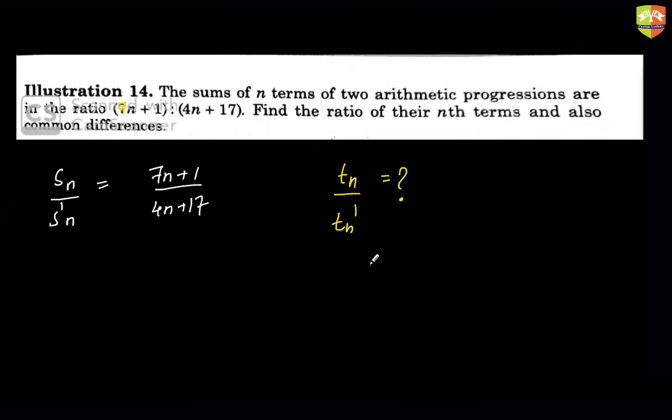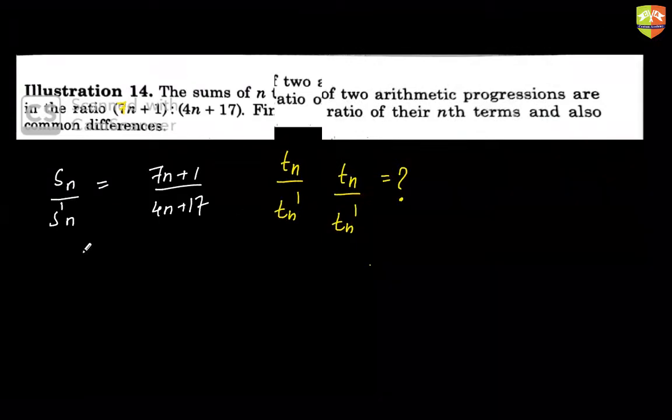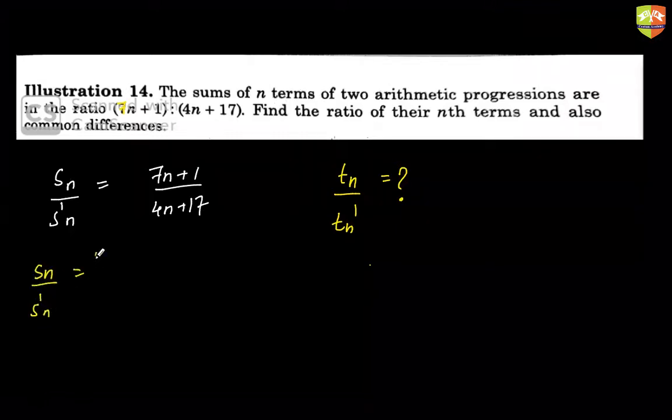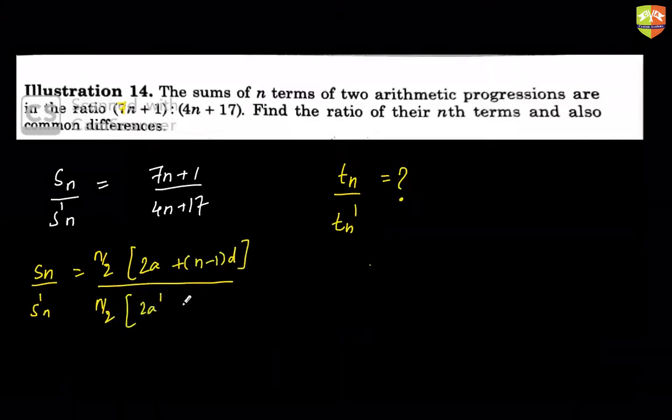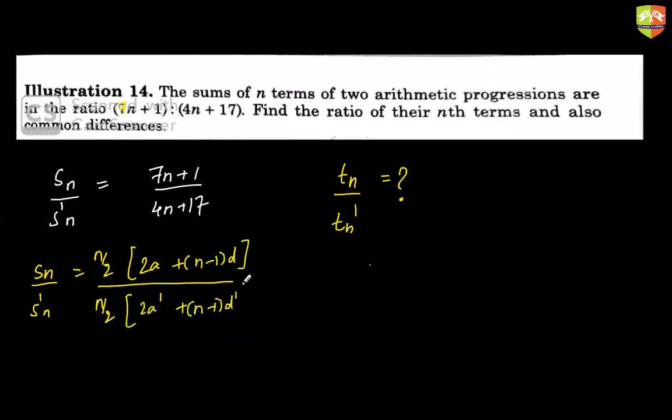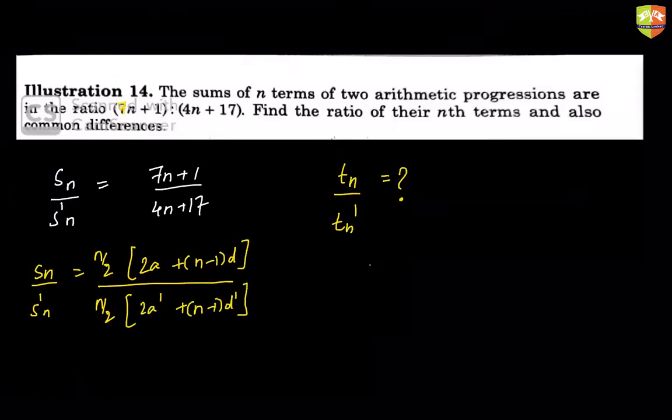Done? Anybody who wants to tell their answer? I'm sure you would have done these kind of problems in class 10th itself, isn't it? So what is Sn by S dash n? It is going to be n by 2, 2a plus n minus 1d, right? Divided by n by 2, 2a dash n minus 1d dash, right?